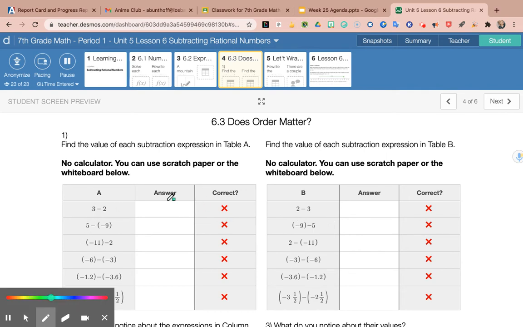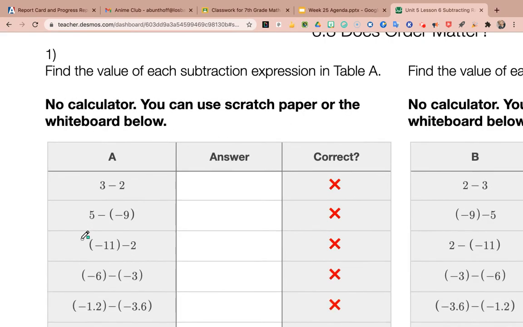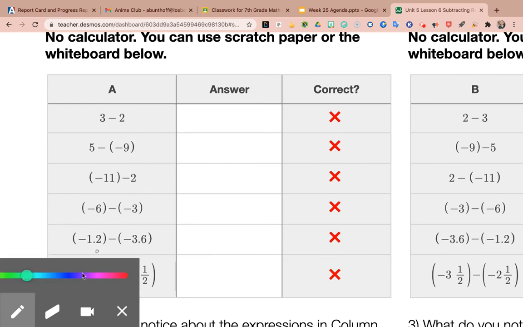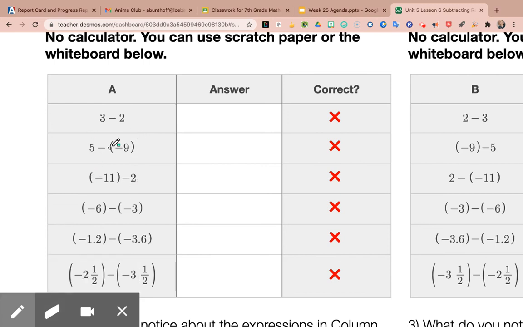So 3 minus 2, you know what that is. I'm going to let you do these ones. I just wanted to point out that subtracting a negative, that turns into a plus. Subtracting a negative, those cancel out. Subtracting a negative, those cancel out. So 3 take away 2. 5 plus 9 is 14.